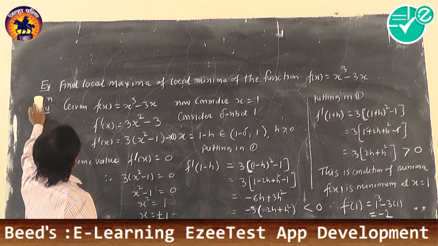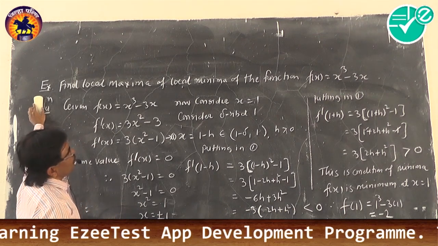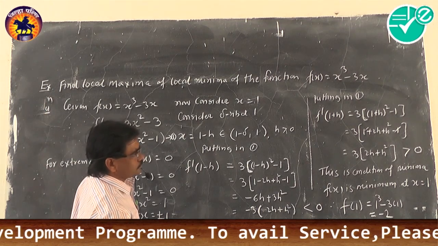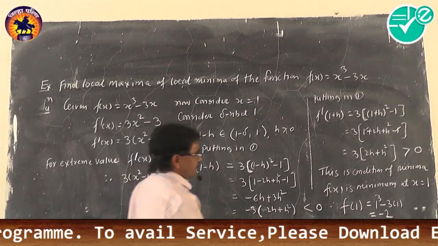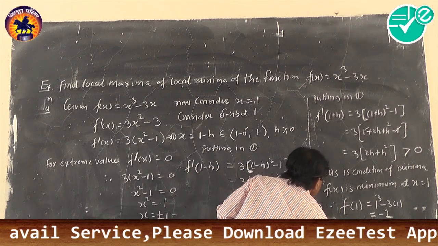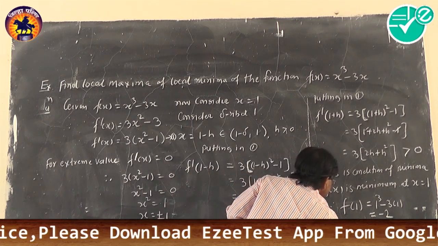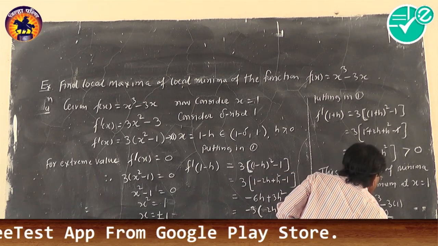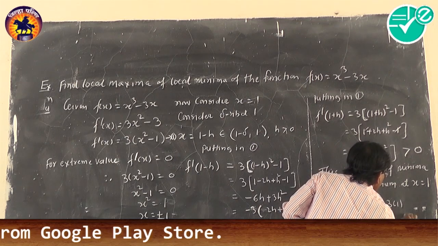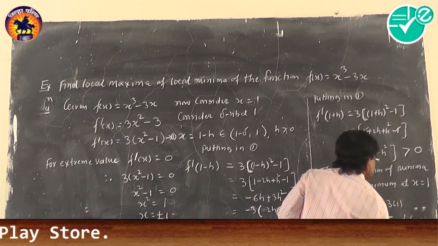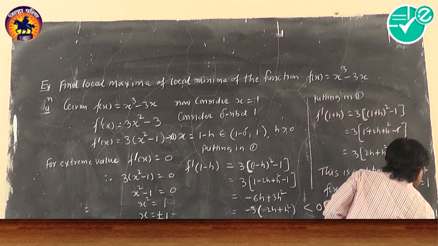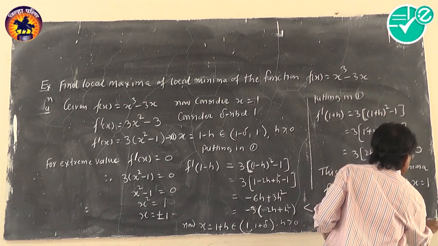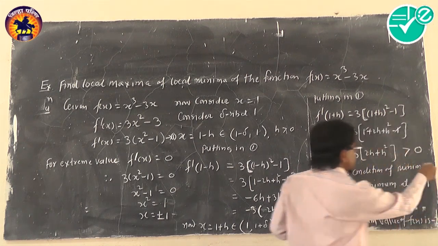In this way we can find the local maximum and local minimum value of the given function. Here the minimum value of the function is minus 2. Therefore the minimum value of f of x is minus 2.